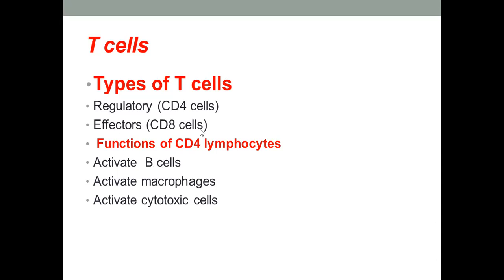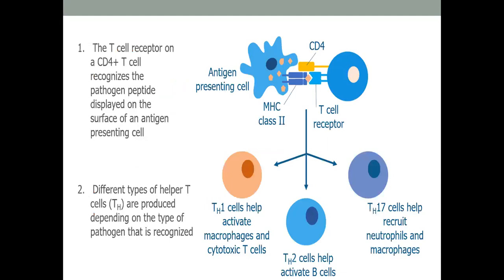The function of the CD4 lymphocytes, which are the helper cells, is to activate the B cells. As the name indicates, they help other cells in causing immunity. So they activate the B cells, the macrophages, and the cytotoxic cells. Now, the T cell receptors: here you can see the picture showing the helper cells and the class recognition of the CD4 and CD8 cells.